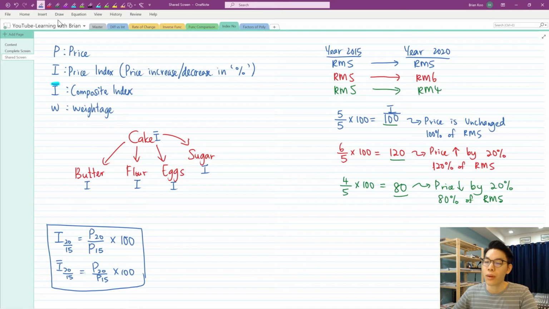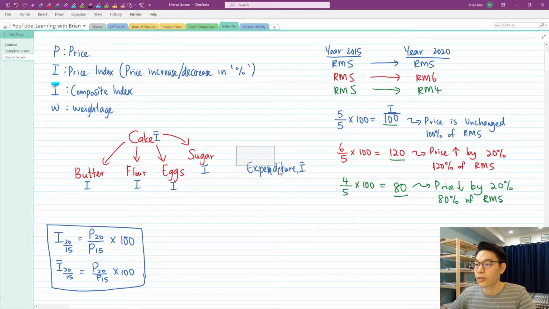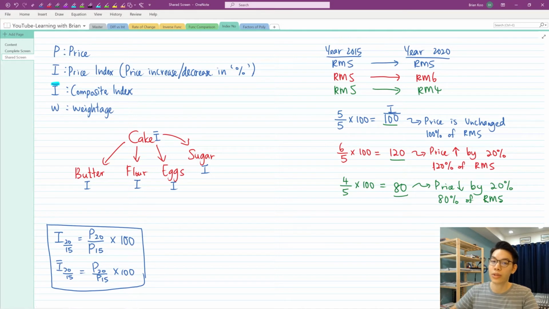So we can also talk about other things like expenditure maybe. Let's say expenditure is the I bar this time. Some of the I's could probably be rental, food, and expenditure on traveling and so on. So it could be for many things. You just need to know that I bar is talking about the main product, and then I is talking about the individual items or the individual products or ingredients.